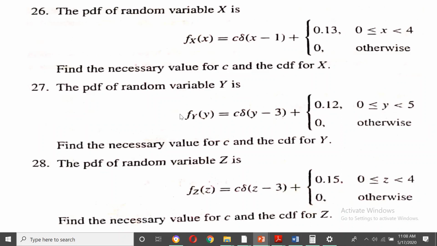That's all. So capital F_Y(y), if you want to write, it will be c u(y − 3) + 0.12 y, for 0 less than y less than 5, and 0 otherwise. So if you want to again try to plot that, then what will happen? It will have a slope from 0 to 3 of the value 0.12, then a discontinuity of 0.4, then again the slope will be 0.12 till 5. After that it will remain constant.